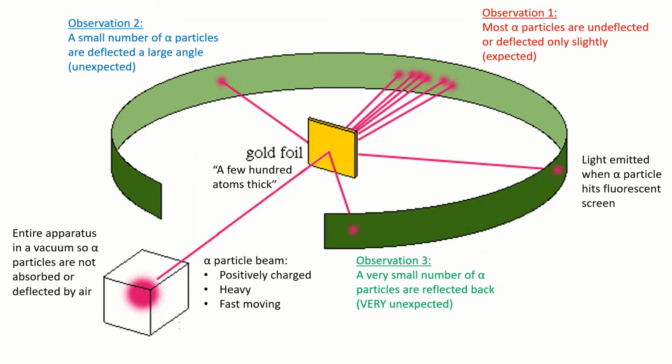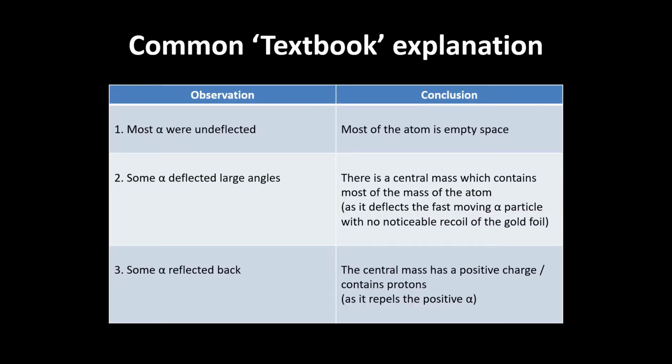Rutherford is recorded as having said that it was so surprising, he described it as being like firing a 15-inch shell at a piece of tissue paper, and the shell bounced off the tissue paper. So, three observations: most of the alpha particles were undeflected or deflected only slightly. Secondly, a smaller number of them were deflected at a large angle. And a third observation, a very small number of them were reflected back the way they came.